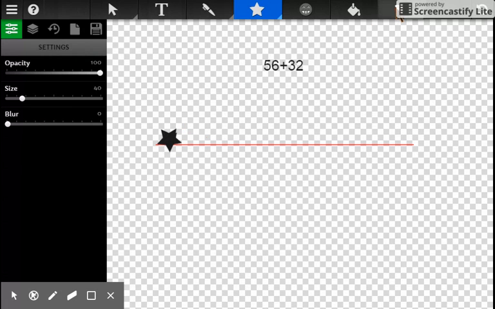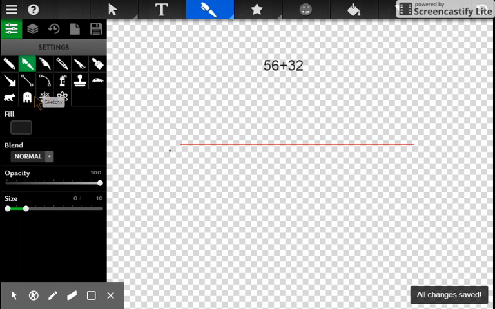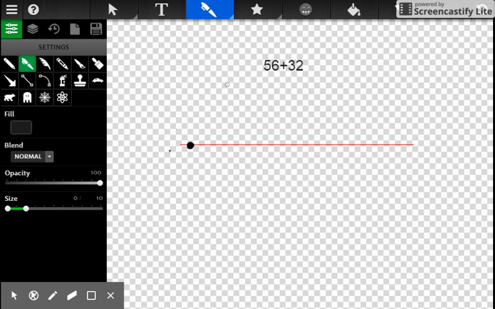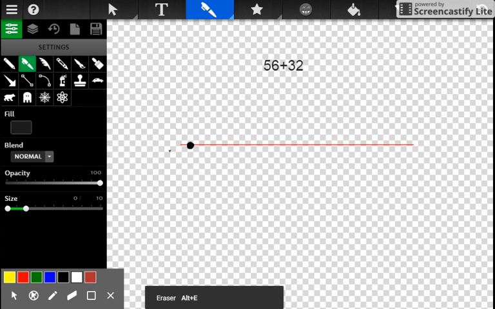So I'll put a little mark here to show where we're going to start. Let me try this a little differently. Let's do a black dot. We're going to start on 56.